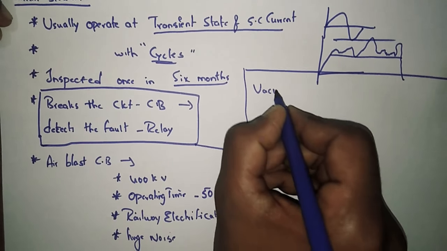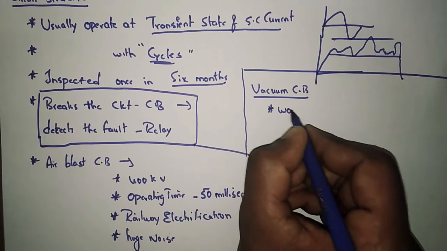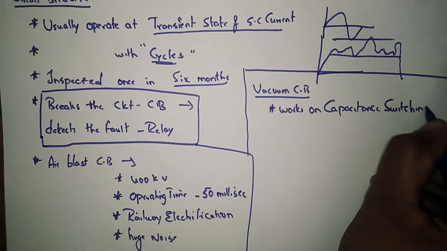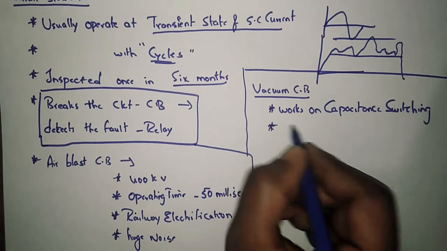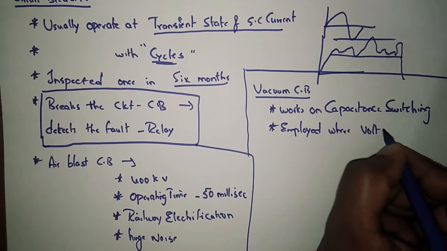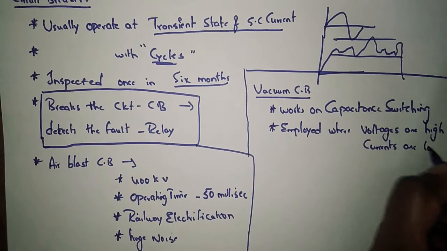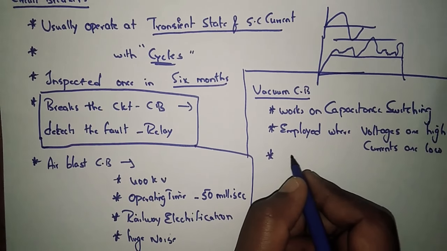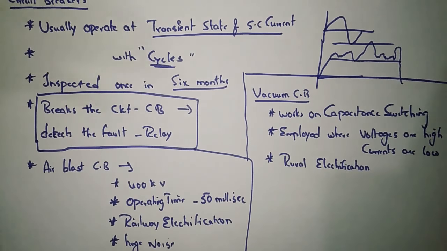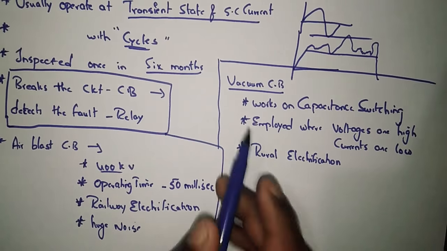Okay, so next we are going for a vacuum circuit breaker. A vacuum circuit breaker is nothing but which works on capacitance switching. This is a very important question. Capacitance switching. Vacuum circuit breaker operates on capacitance switching, and it is employed where voltages are high and currents are low. So next, vacuum circuit breaker is employed for rural electrification. So these are the very important topics where I have specially made some detailed points where questions have been asked repeatedly. So from vacuum circuit breaker, these are the points.